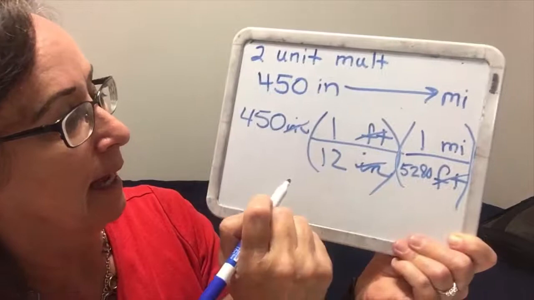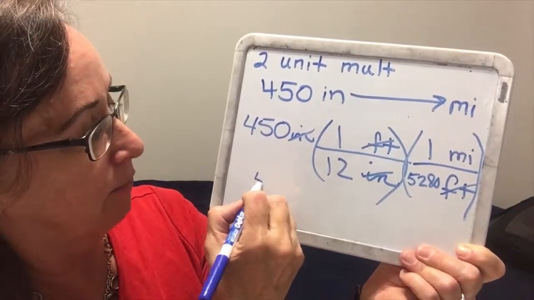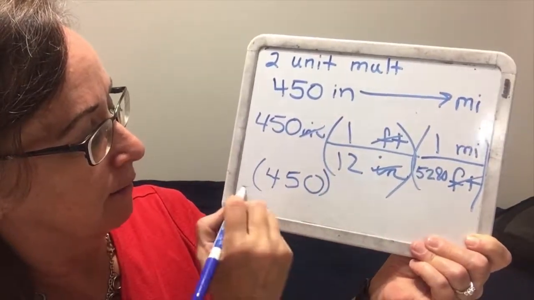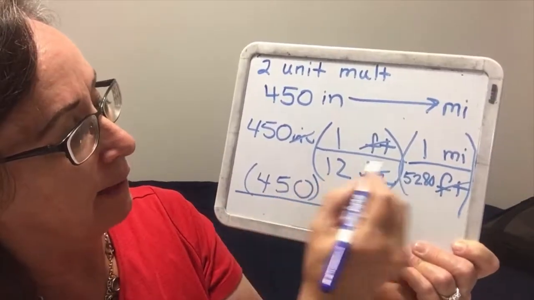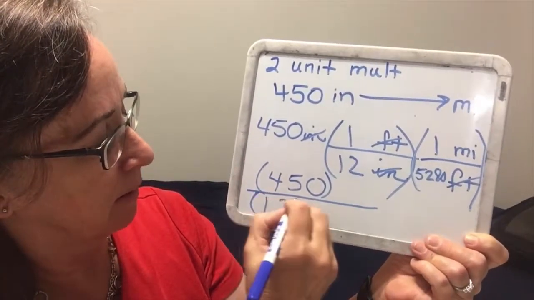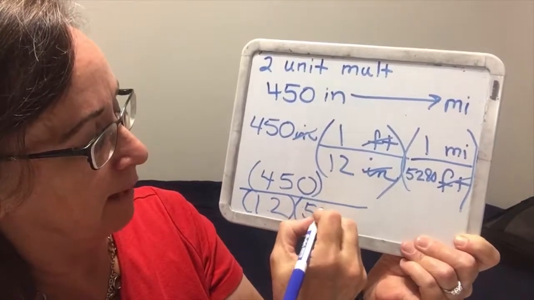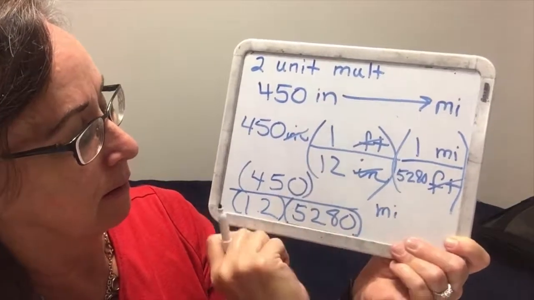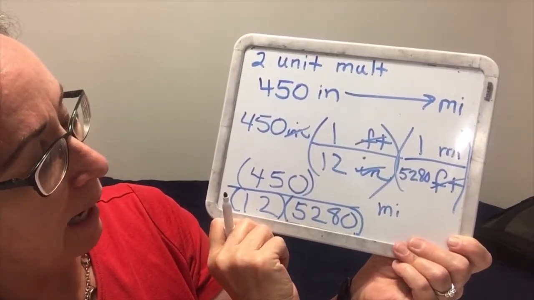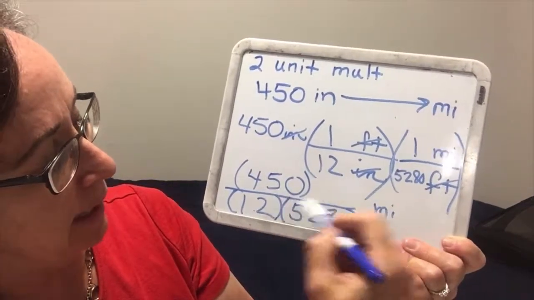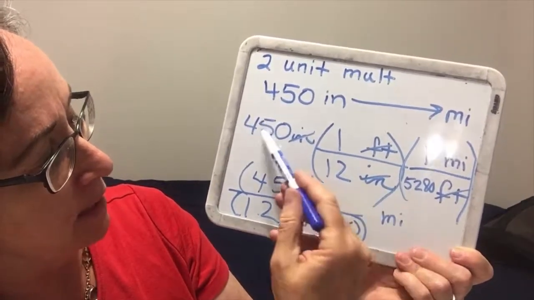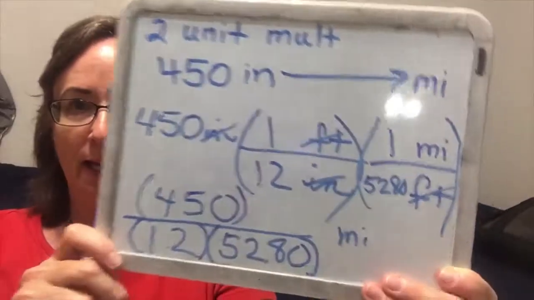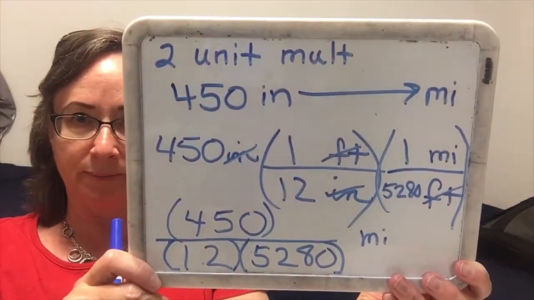I'm in miles, and my answer is going to be 450 divided by, and then these 2 are on the bottom, 12 times 5,280 miles. Okay, so that's what I would do. I would leave it, since he's letting you leave it with just the work to be shown, I would leave it like this. The 450 is on the top, but the 12 and the 5,280 are on the bottom. And that is our last problem.